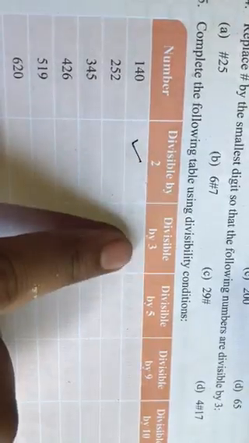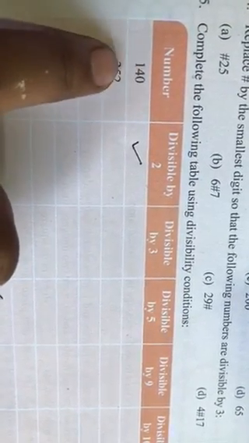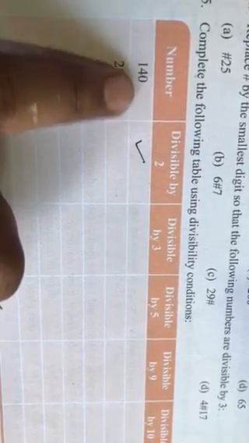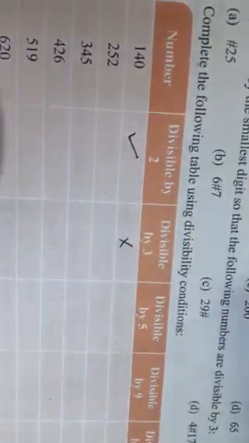Divisibility of 3: 1 and 4, it is 5. 5 and 0, again 5. That means the sum of digits is not divisible by 3. That means the given number 140 is not divisible by 3. That means you have to write a wrong sign.